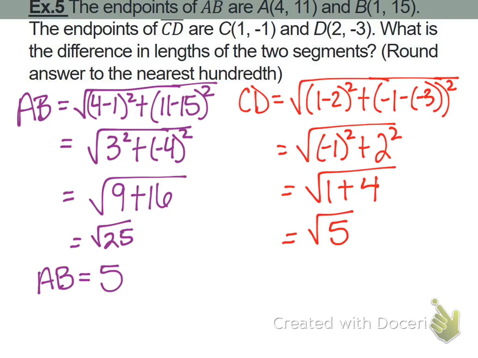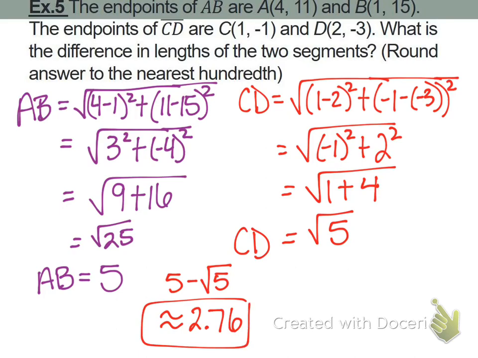Okay, so now that we have both of our lengths, we need to take the difference. So we take 5 minus the square root of 5. And this one says to round to the nearest hundredth. So that's 2 decimal places. So we should end up with approximately 2.76 as our difference. All right, there is our example 5.